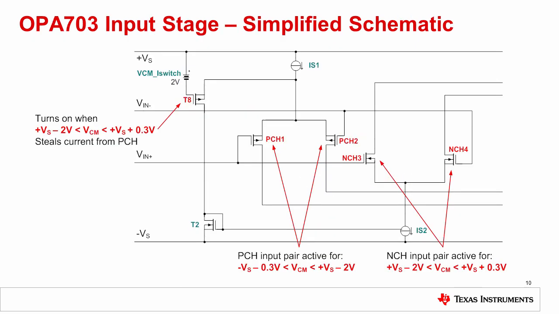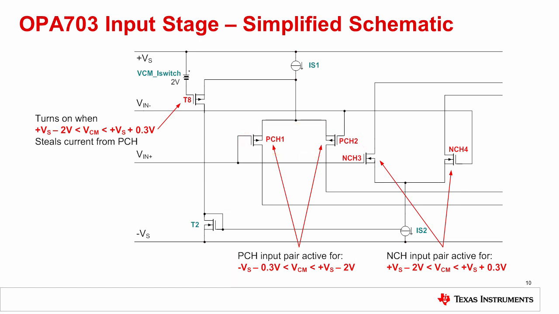Let's analyze how two separate P-channel and N-channel input differential pairs can be used to make a rail-to-rail amplifier. The key idea is that the P-channel input pair can have a common mode range slightly below the negative supply, and the N-channel input pair can have a common mode range slightly above the positive supply. A P-channel device, T8, is used in this case to control which of the two input pairs is actively biased. For the lower common mode range, the P-channel pair is biased.